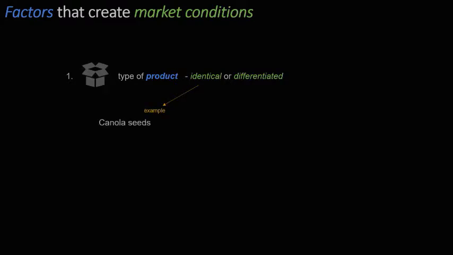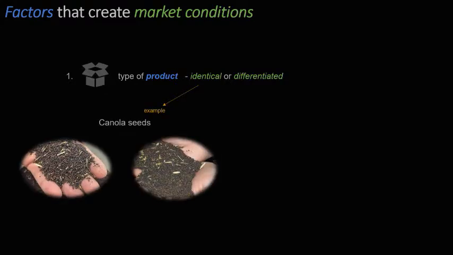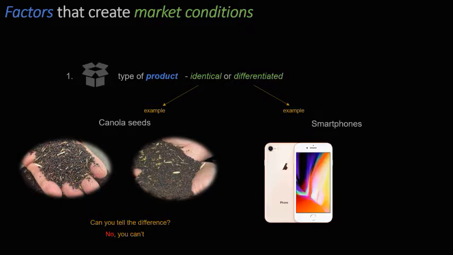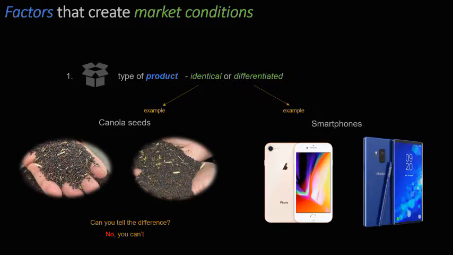An identical product, for example, canola seeds, we cannot tell the difference. Whereas a differentiated product, example would be smartphones. Yes, both are smartphones, but in this case, we can tell the difference because they are differentiated.